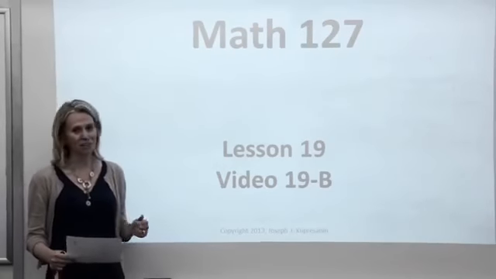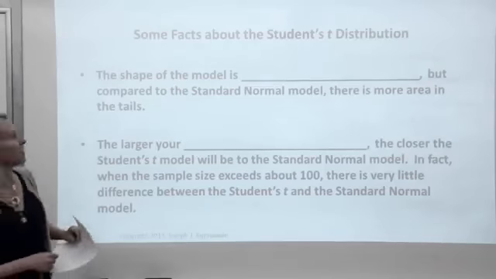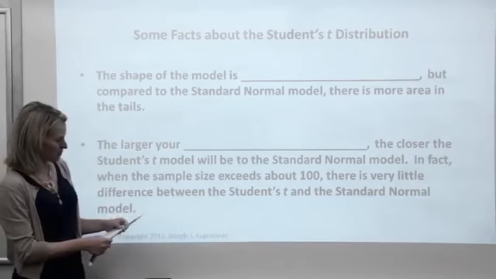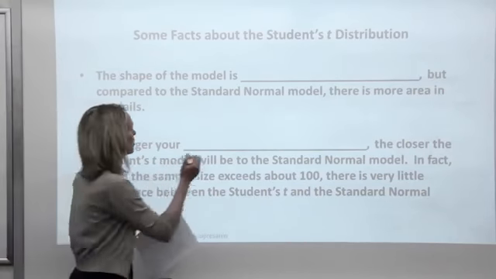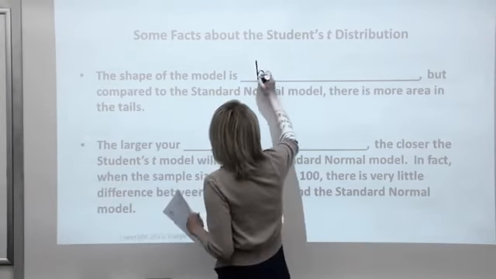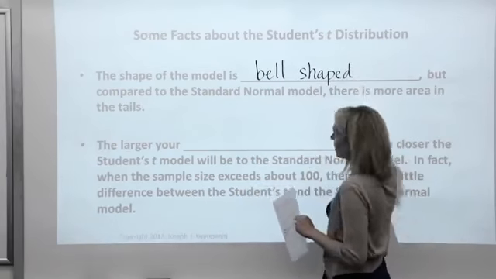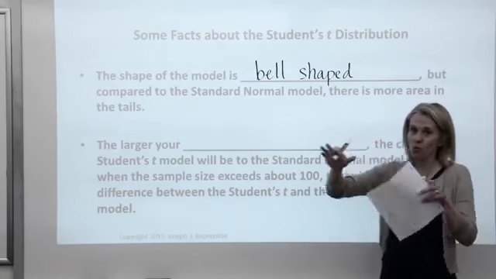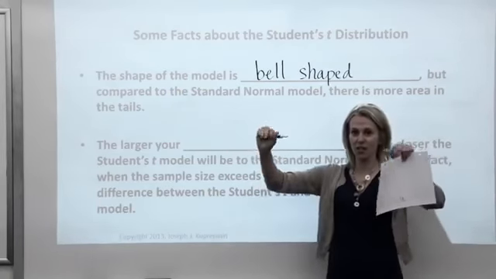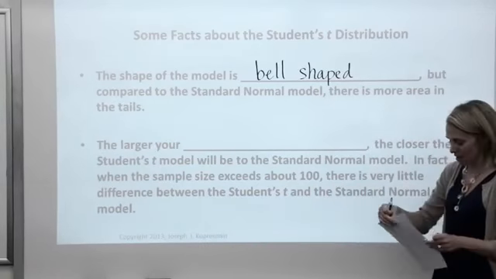Welcome back, video 19B, going to continue on with the student T distribution. So the shape of the model of student T's distribution is bell-shaped, just like the normal model. But the difference compared to the standard normal model, compared to Z, is that there's more area in the tails. Imagine taking Z and sort of tugging on those tails and spreading it out a bit more.